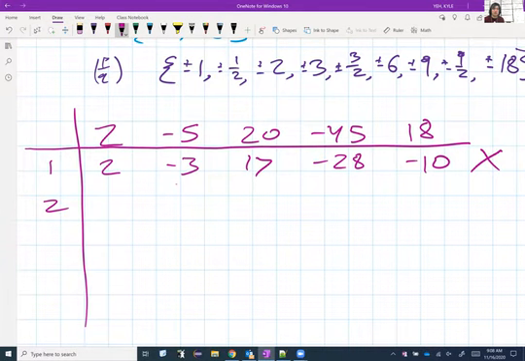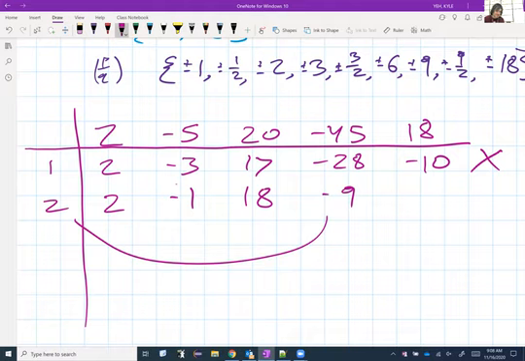That's why we kind of left out that middle row. So 2 comes straight down. 2 times 2 is 4. Add it to the -5 right away. That gets us -1. -1 times 2 is -2. Add it to the 20 straight away. That gets us 18. 2 times 18 is 36, add it to the negative 45 straight away. That's negative 9. 2 times negative 9 is negative 18. Add it to the 18 straight away, and we get 0.